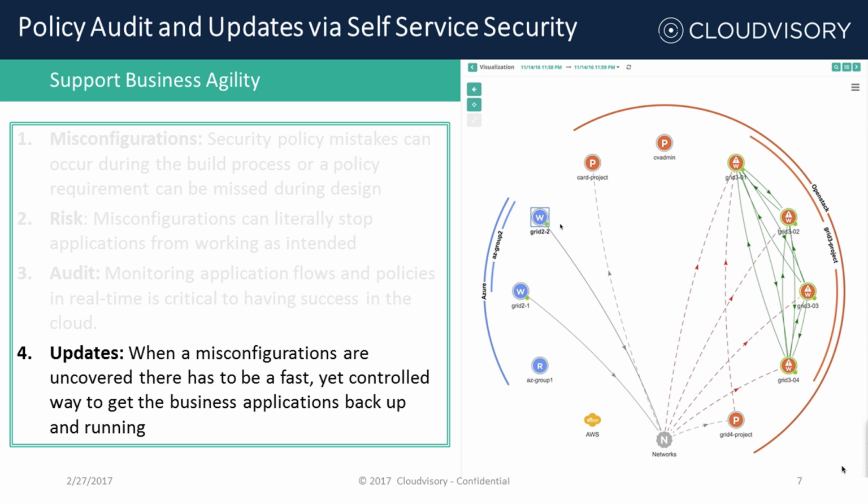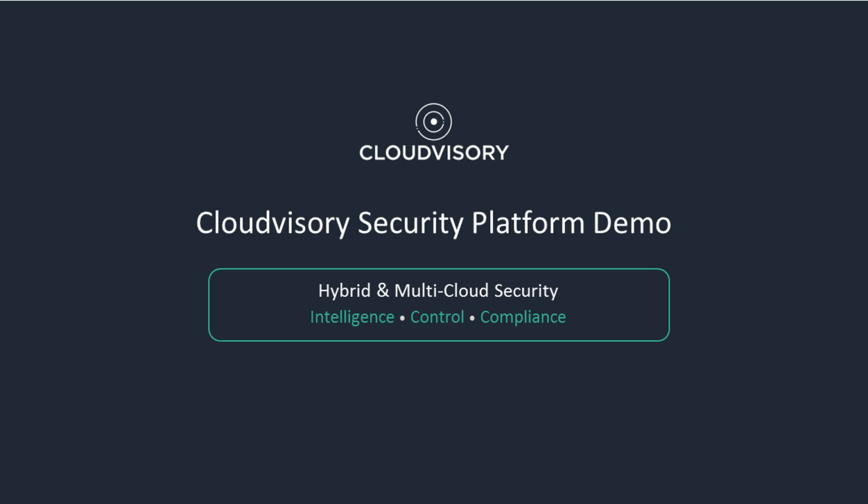So when misconfigurations do occur and are uncovered, there has to be a fast yet controlled way to get the business applications back up and running and risk eliminated from the environment. And this is exactly the use case we're going to focus on today. It's what we call policy audit and updates via self-service security. So let's do a demo of the Cloudvisory security platform and highlight this very use case.